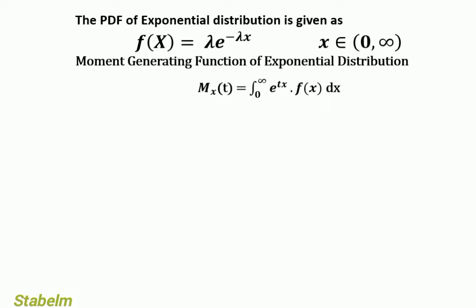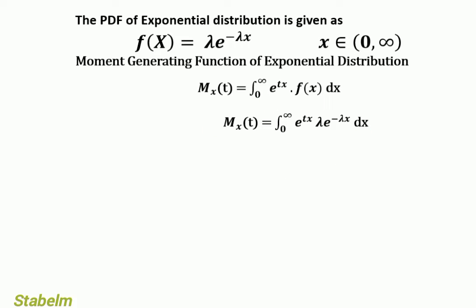Let's slot in the distribution. We're going to have m subscript x of t equals integral 0 to infinity exponential raised to power tx multiplied by lambda exponential raised to power minus lambda x dx. You can see we already have our distribution and the moment generating function here. So the whole of this is now the moment generating function of exponential distribution. Now we'll simplify this further.